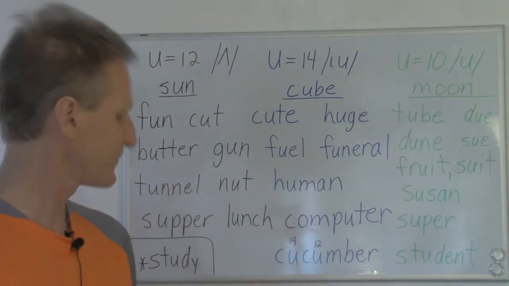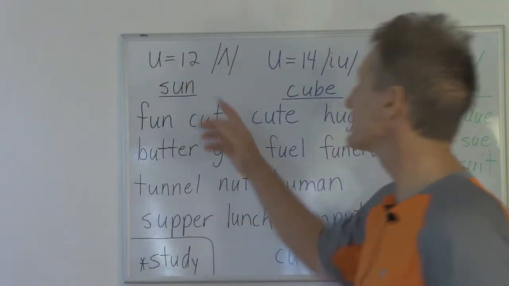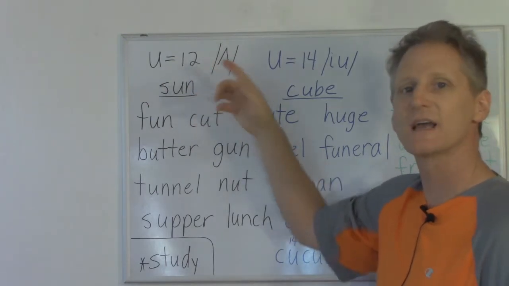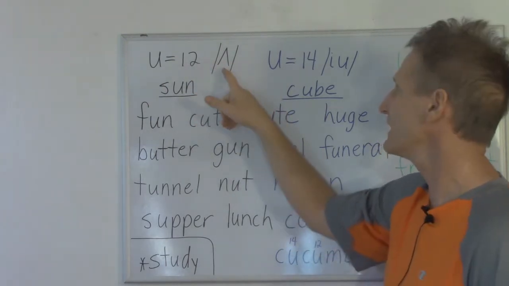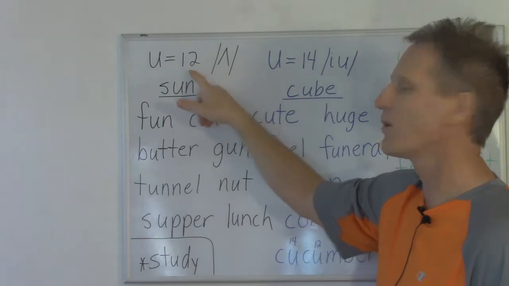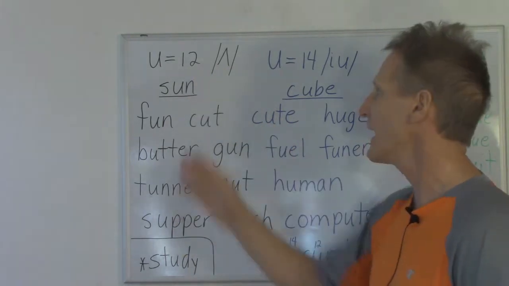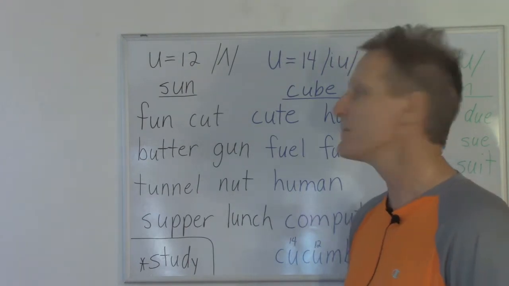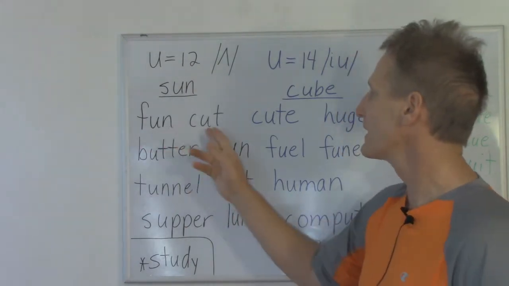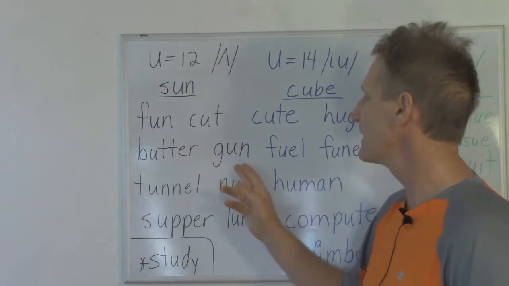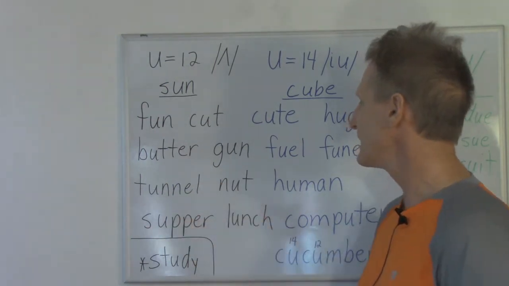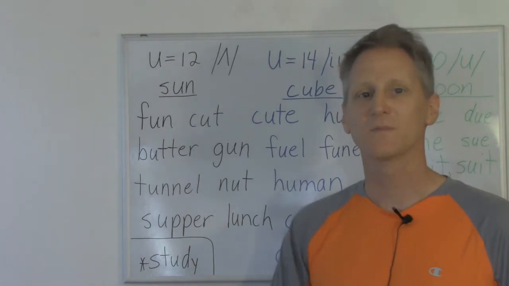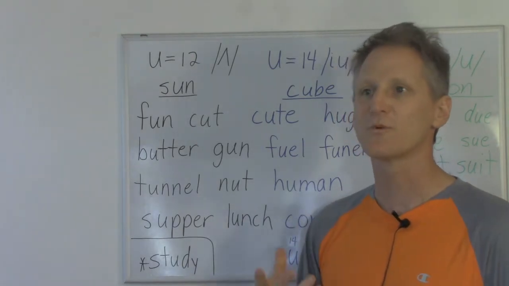Let's start over here. First of all, let's start here. U very often in English sounds like this, in the IPA written like this, or on my chart number 12. As in sun, okay? A lot of very common words use this sound. Fun, cut, butter, gun, tunnel, nut, supper, lunch, study.